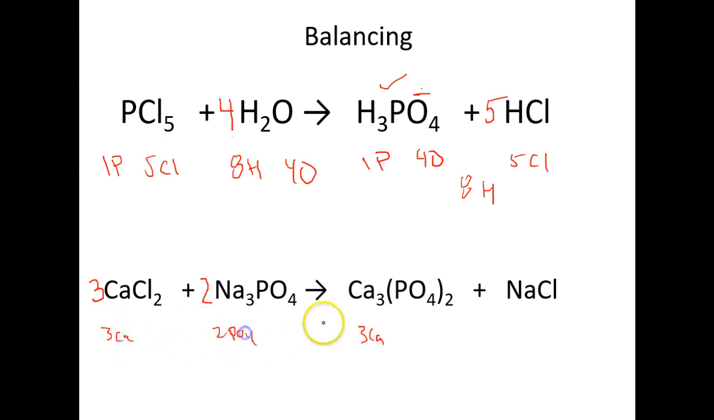2 phosphate, 2 phosphate. So now I got to balance what's left, my sodiums and my chlorines. Well, notice I have 6 chlorines on this side and 6 sodiums on this side. So perfect. Put a number 6 in front of there, and we are balanced.